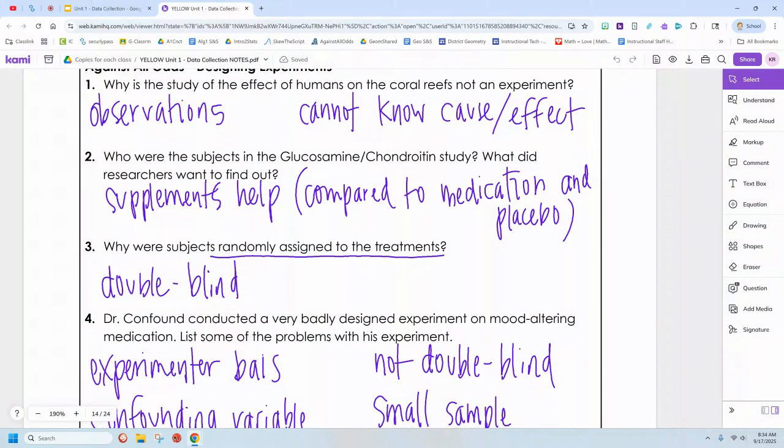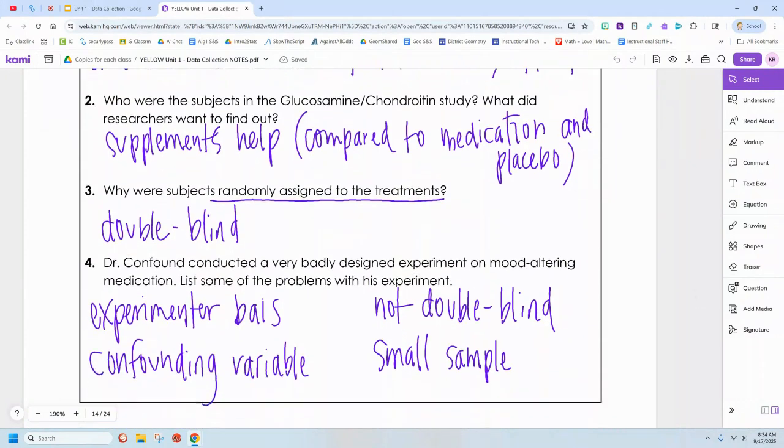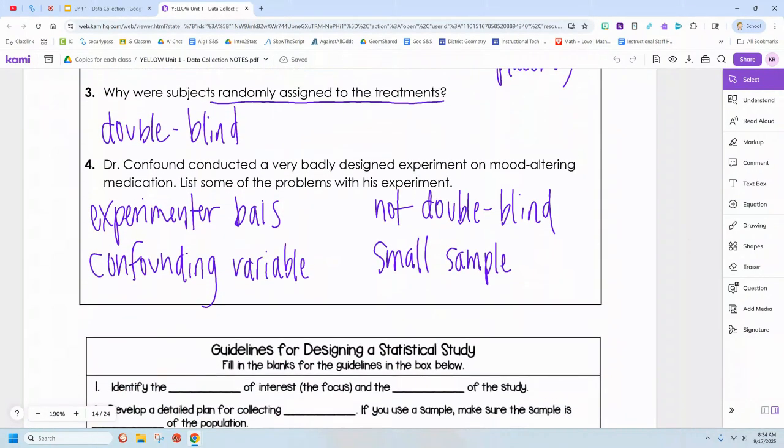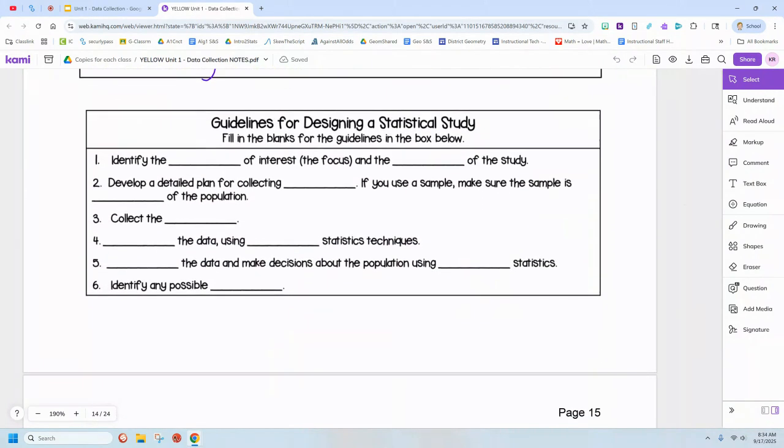Methods of collecting data. That was the coral reefs one. Coral reefs, there were observations, there were experiments, and then we talked about things that were double blind, bias, small sample. All right, so here we go.